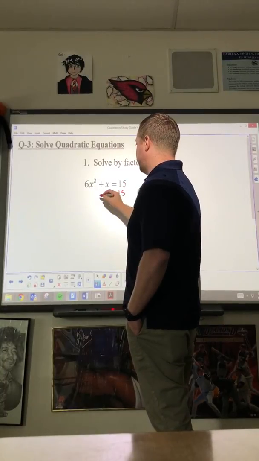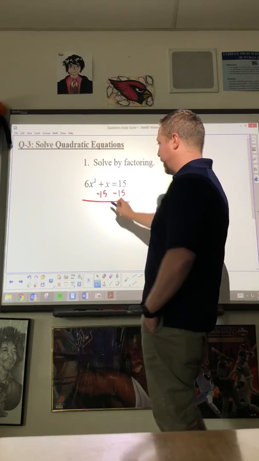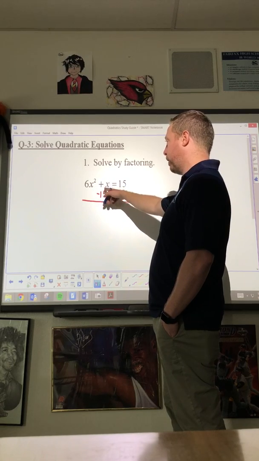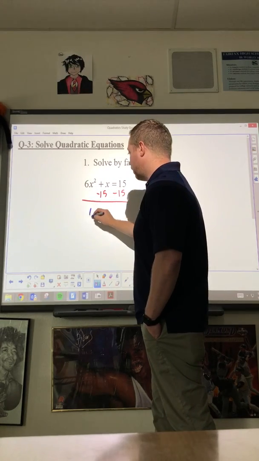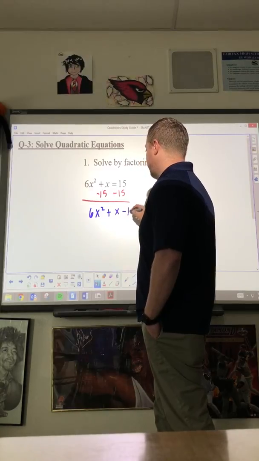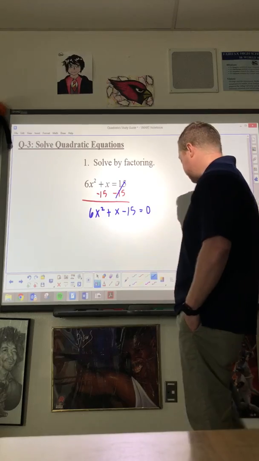So if I do minus 15 here and minus 15 over here, my negative 15 on the left side cannot combine with anything. It's not like terms with x squared. It's not like terms with x. So it's all just going to be written out as 6x squared plus x minus 15. And now that I subtracted it over there, I'm going to have it equal 0.